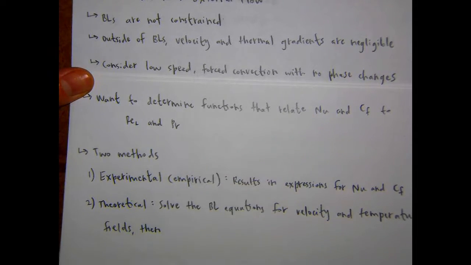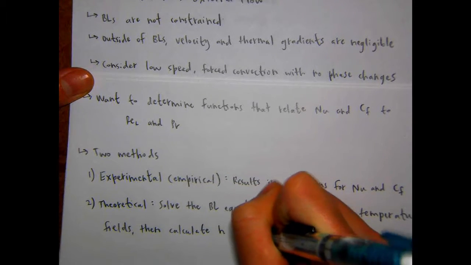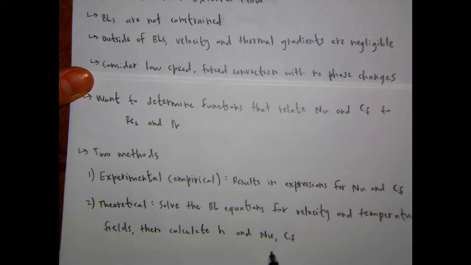Then, if you want to cast it in more general terms, so you can take those results and apply them to different scales, then you can calculate H and the dimensionless parameters. So it's a little backwards from the previous method. But both ways get you the same solution that you're looking for, the Nusselt number and friction coefficient as functions of these dimensionless parameters, and then you can apply that result to other scales.